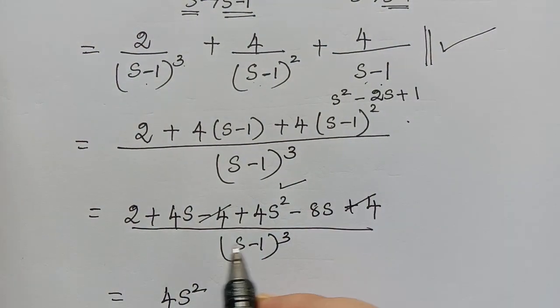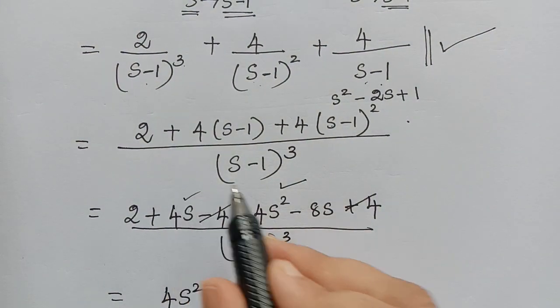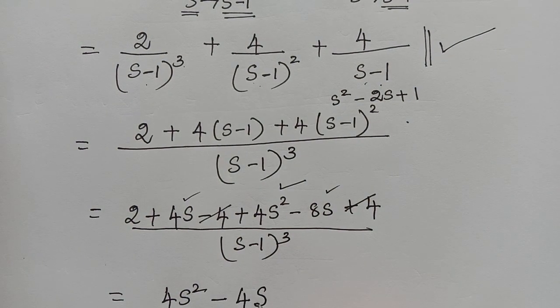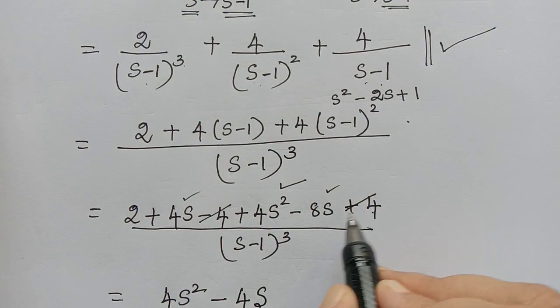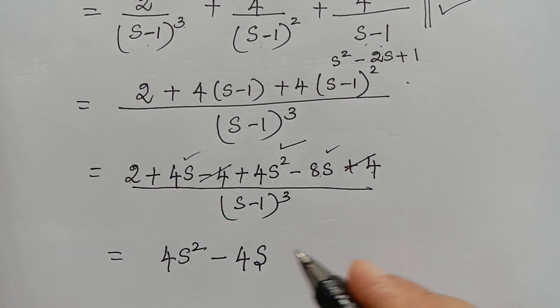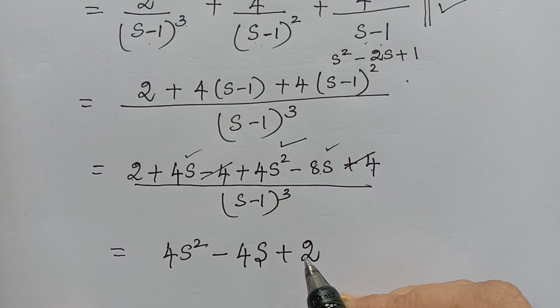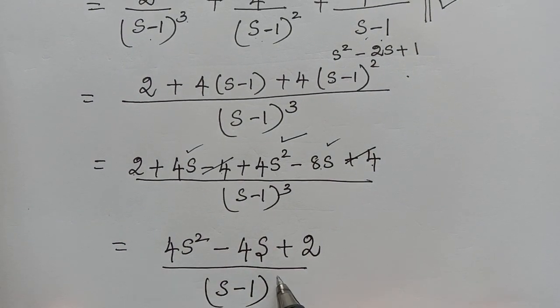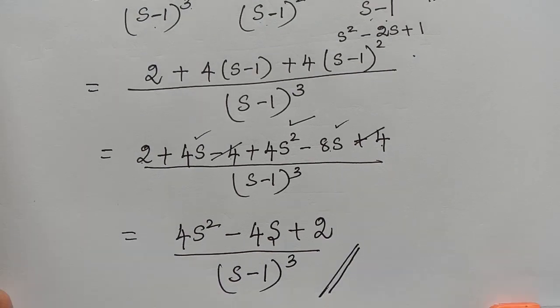And on simplification, we get 4s square. So this term we have written. We have plus 4s and minus 8s, so it will be minus 4s. And then this has got cancelled, and we are left with 1, 2. So plus 2 divided by (s minus 1) the whole cube. So this is the solution of problem 13.